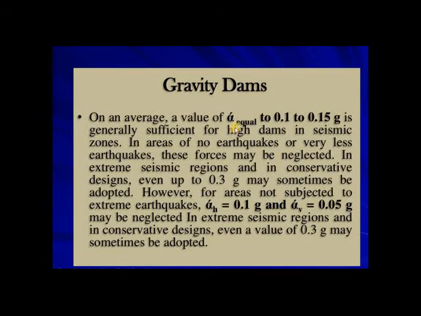On average, alpha h dash equal to 0.1 to 0.15 g is generally sufficient for high dams in seismic zones. In areas of no earthquake or very little earthquake, these forces may be neglected. In extreme seismic regions, a value of 0.3 g may sometimes be adopted. However, for areas not subjected to extreme earthquake, it may be ignored, or 0.05 g can be taken.